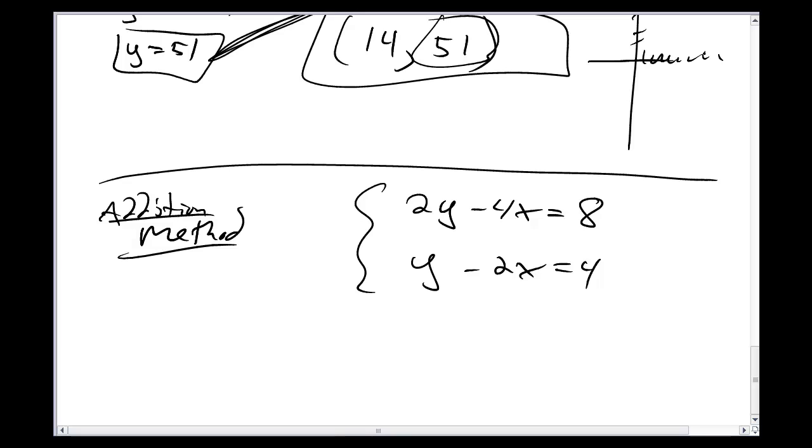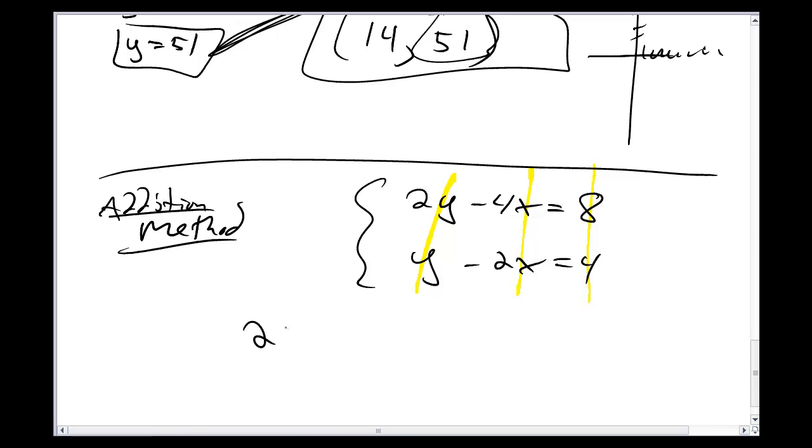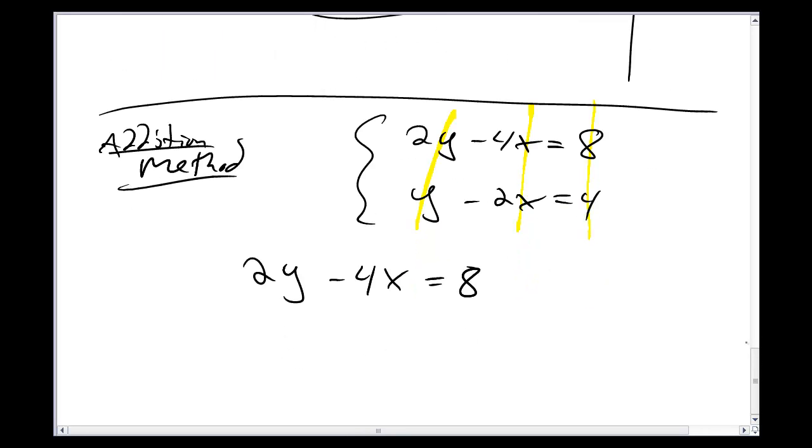For the addition method to work, I need to have a y's column, an x column, and then I need to have a constants column. It doesn't really matter which side of the equal sign they're on, but they have to be on separate sides of the equal sign. Here's the trick to the addition method. You write your numbers out, and then you look for a way to get two things to add together and cancel out one of the columns.